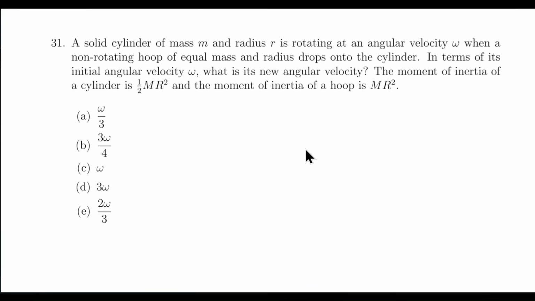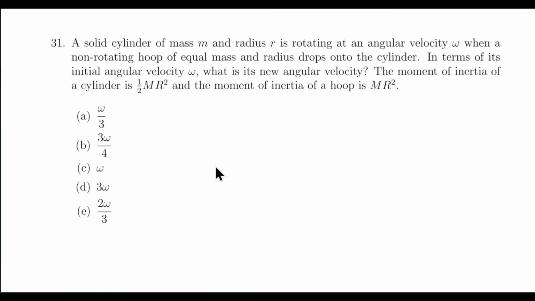Right. For a solid cylinder of mass and radius rotating at omega, when a non-rotating hoop of equal mass and radius drops onto a cylinder, in terms of initial omega, what is the new angular velocity? And the moment of inertia of cylinder is this, and of hoop is this.